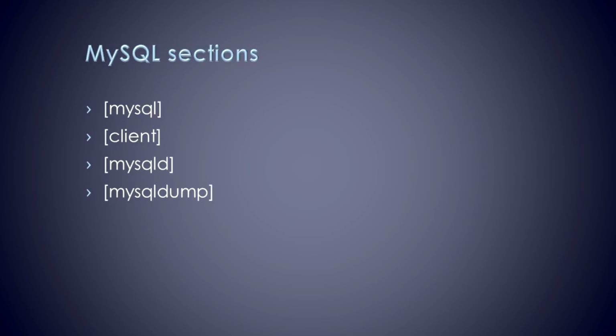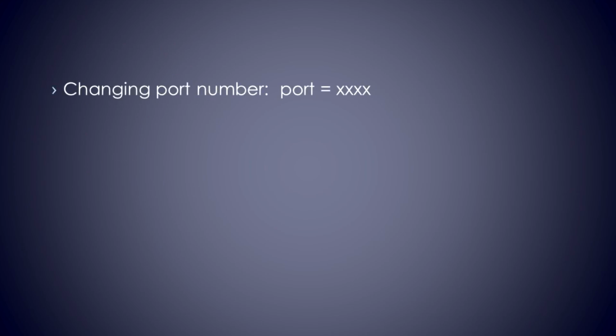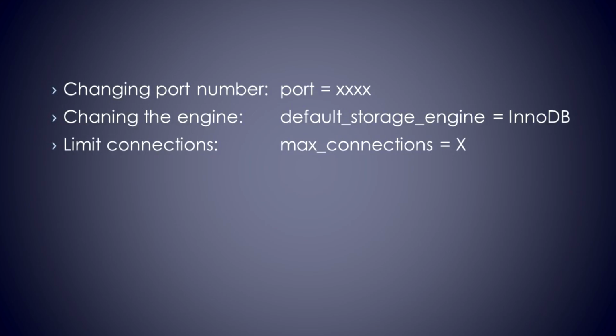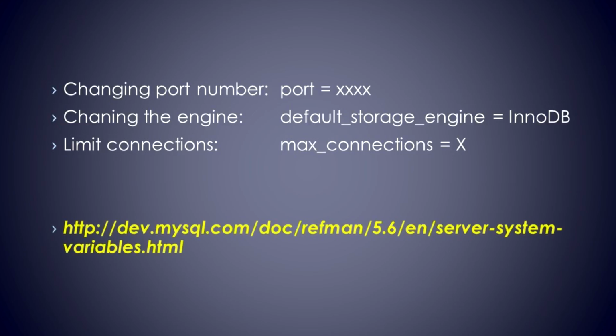So let's create our very first section. Now we are able to customize our client as we would like. You can change, for example, the port number to which MySQL is listening with the option port equals and the port number. You can also tweak the performance or even change the engine with the option default_storage_engine equals, for example, InnoDB. Another important factor is security. For instance, you can limit the maximum permitted number of simultaneous client connections with the option max_connections equals, for example, 2. A full list of variables can be found on the following link below.